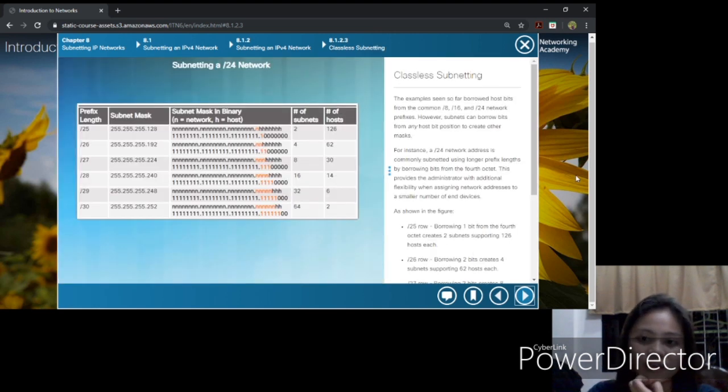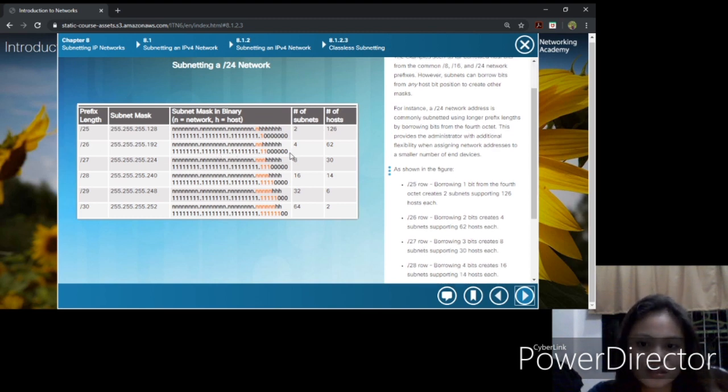Next is classless subnetting. Classless subnetting borrows host bits, commonly from 8, 16, 24, so the network addresses serve a smaller number of end devices. In /25, it borrows one bit from the fourth octet, creating 2 subnets and supporting 126 hosts. The /26 borrows 2 bits, giving 4 subnets and 62 hosts.